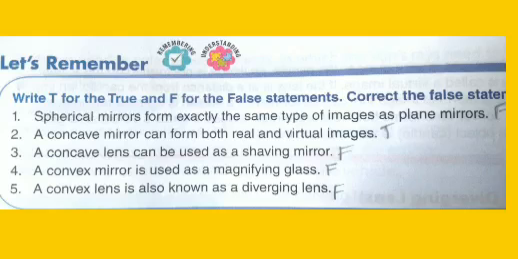Number 2. A concave mirror can form both real and virtual images. This is true. Number 3. A concave lens can be used as a shaving mirror. This is false. The answer should be concave mirror.